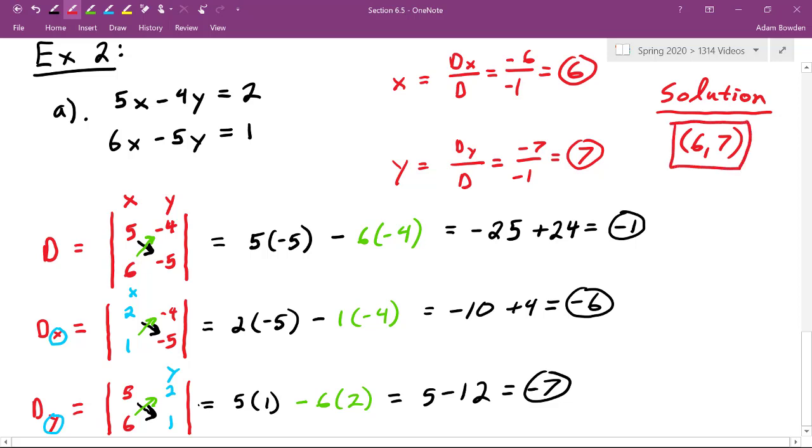And we didn't really have to touch the equations to make this work. Cramer's rule is just a way of calculating it via these determinants to get to the solutions for x and y.